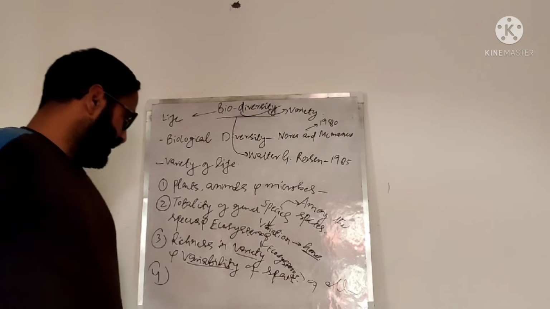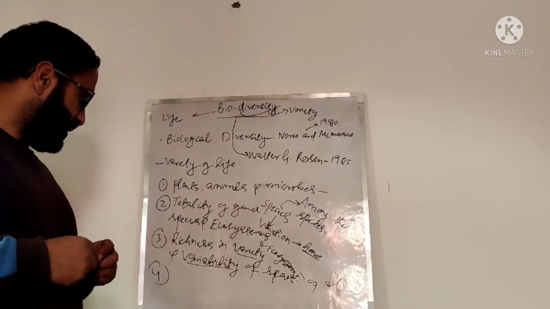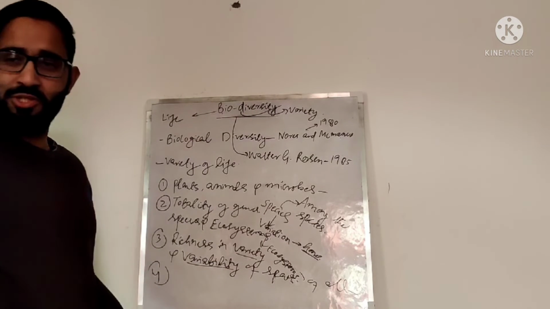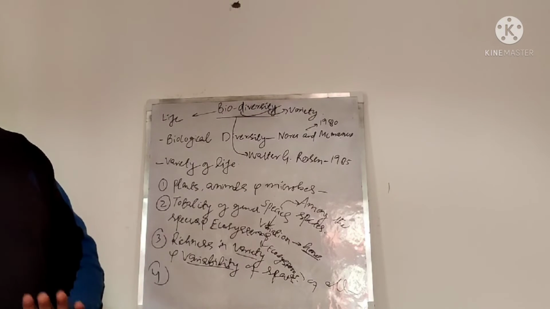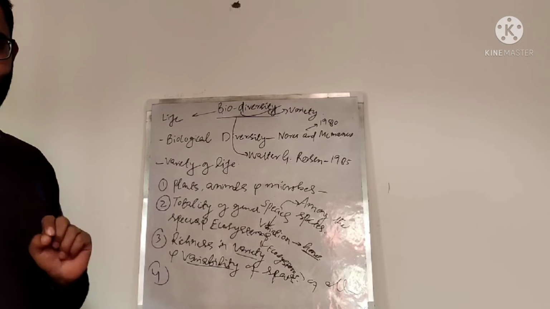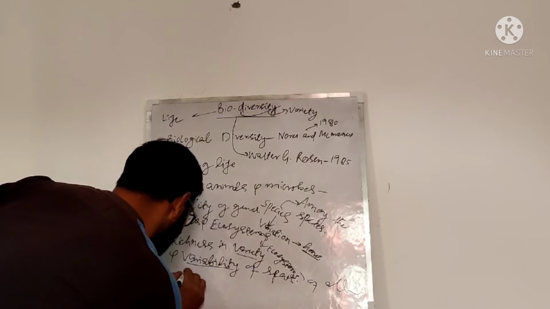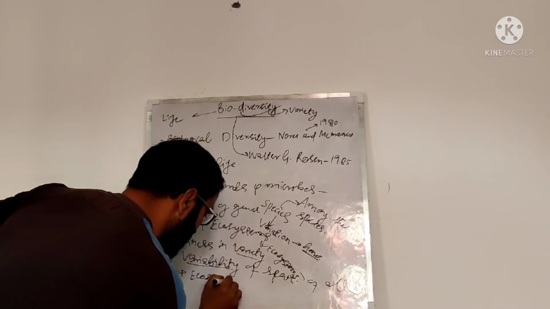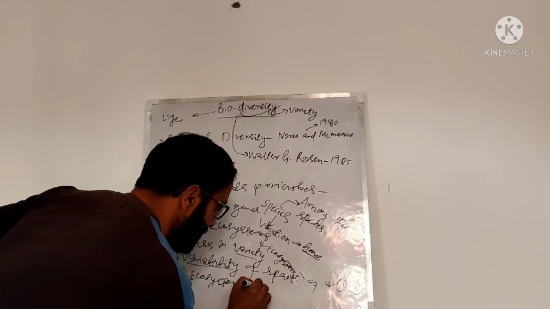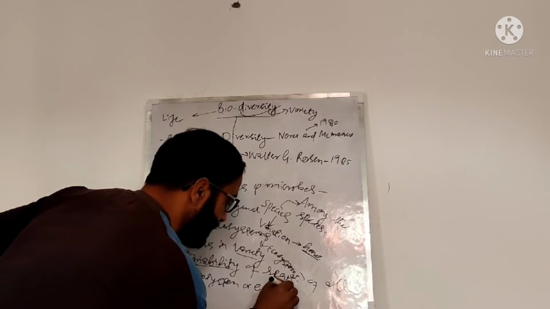So we can say biodiversity is richness in variety and variability of species of all living organisms, plus the ecosystems or ecological complexes in which they occur. So this adds ecosystems or ecological complexes, which are also included.